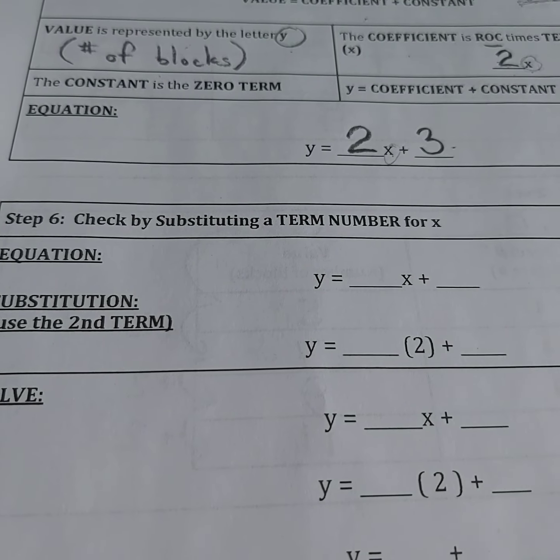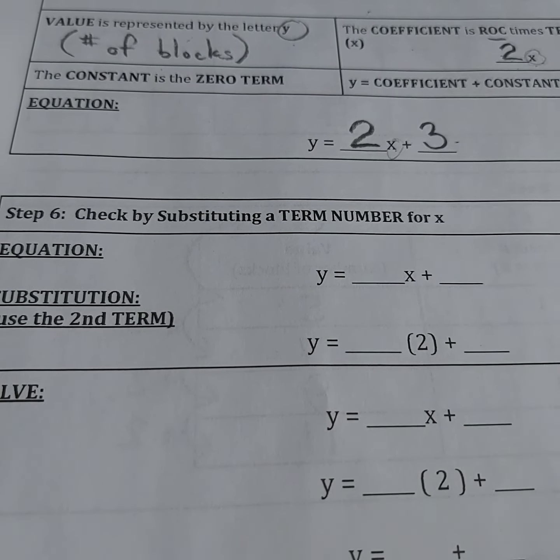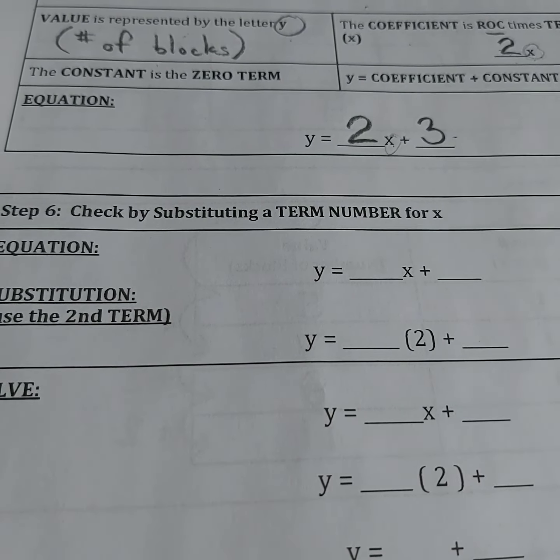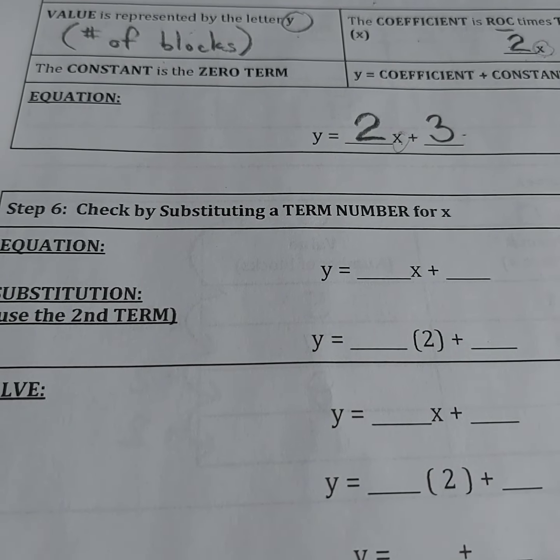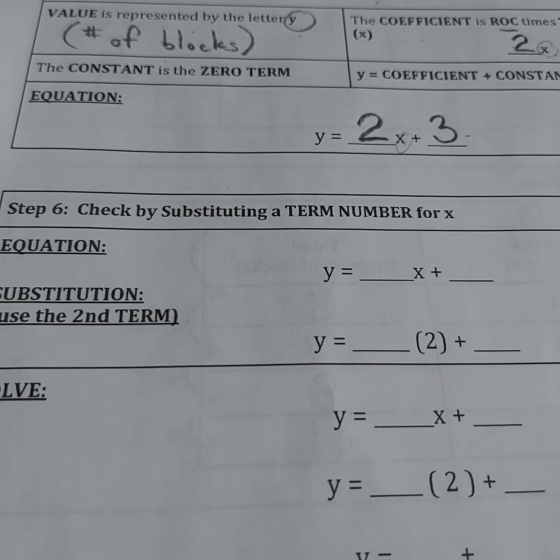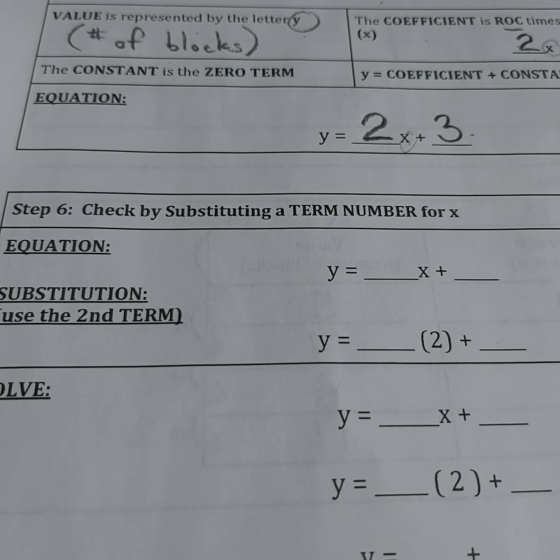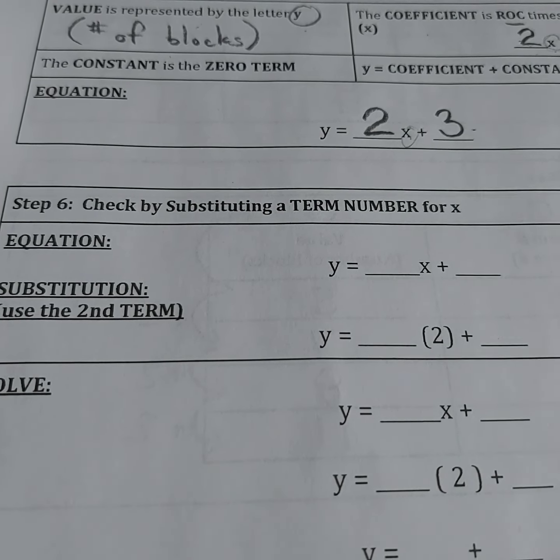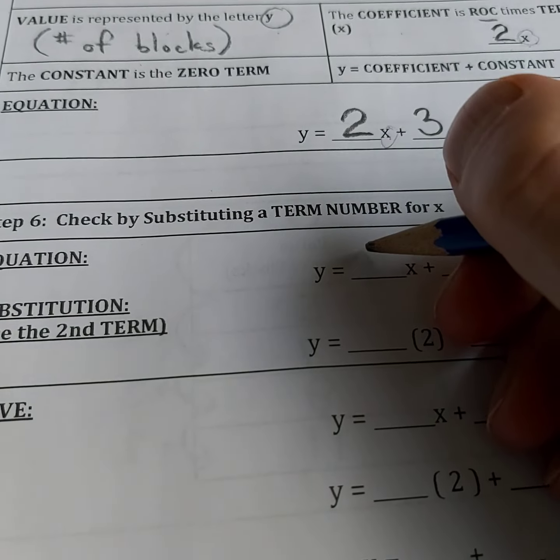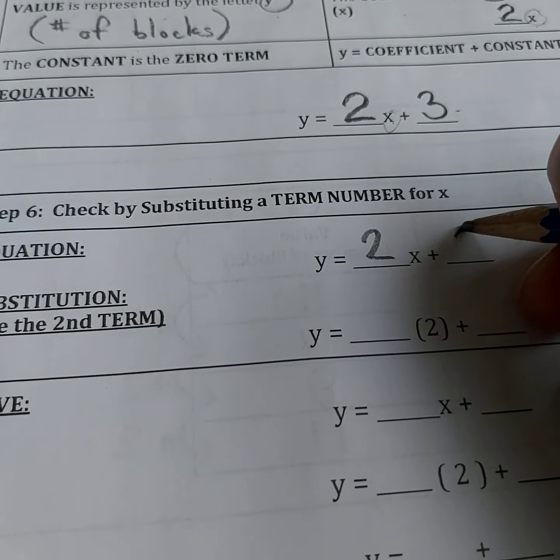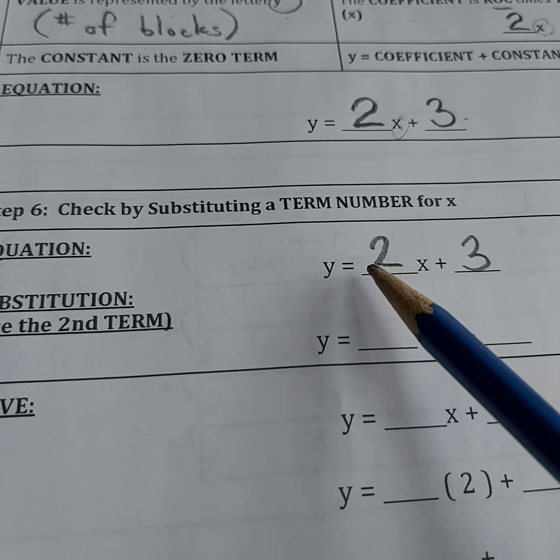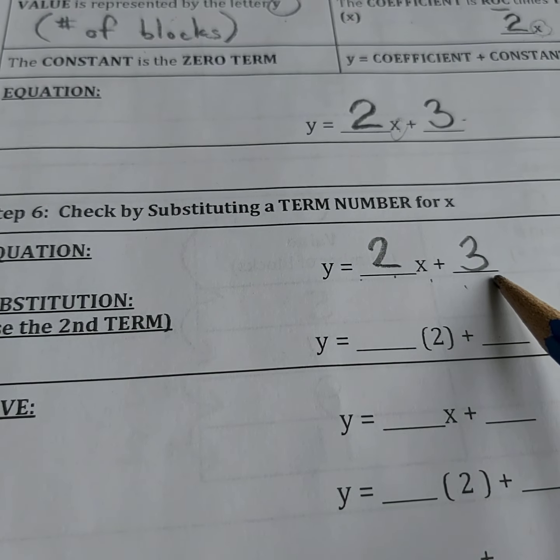And the way that we do that is we do a substitution for the variable x. And we pick a specific diagram number or term number, and we substitute that number in for x, and it should tell us how many blocks it will take to create that term. So we're going to fill in this blank here with our actual equation. Y equals 2x plus 3.